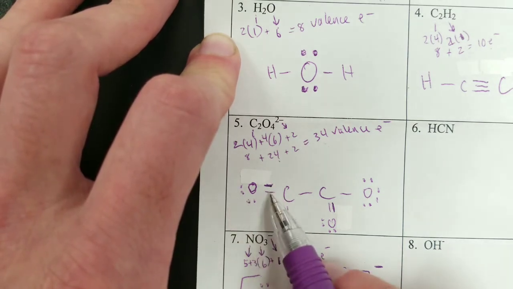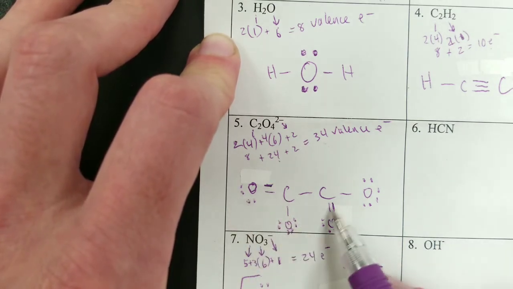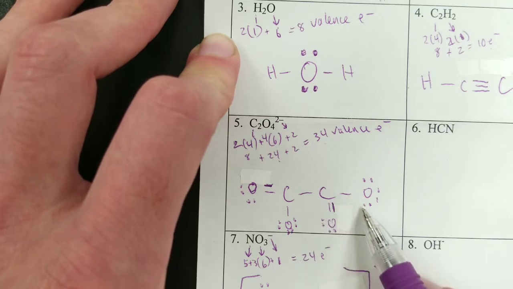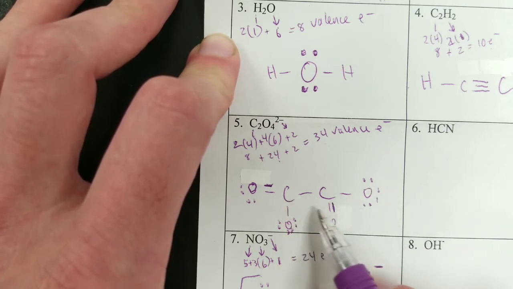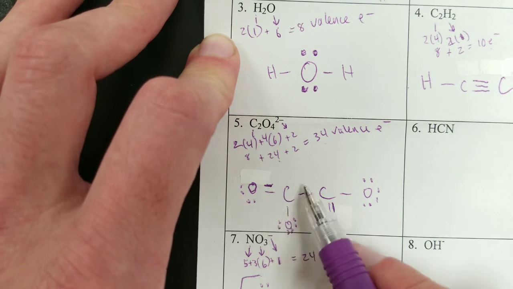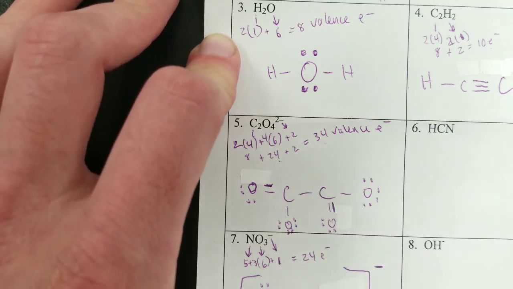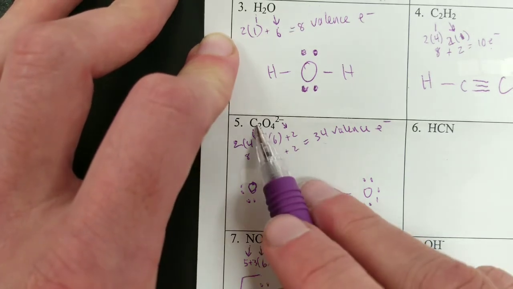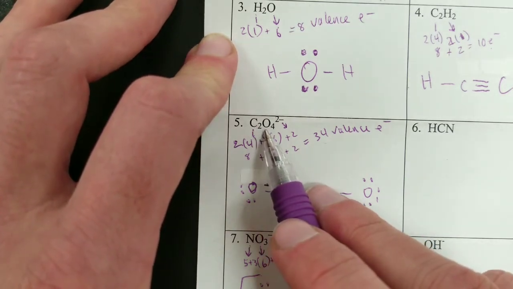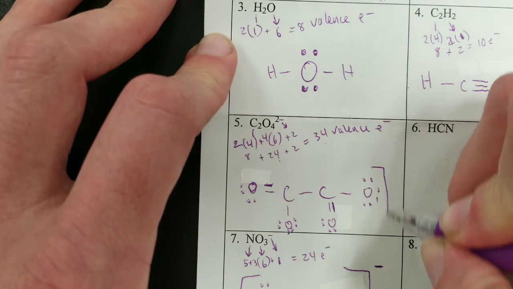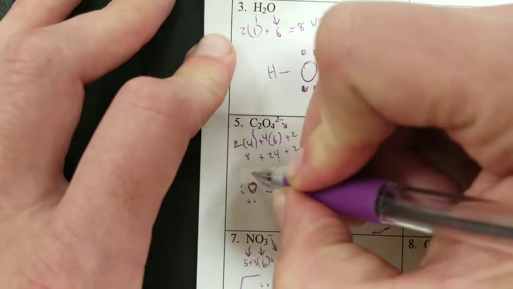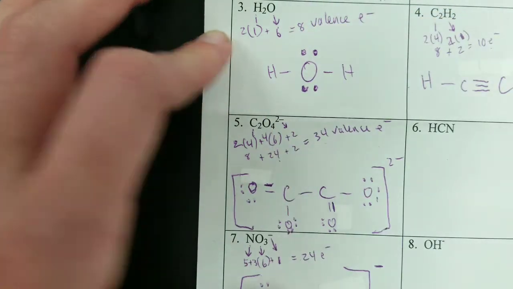2, 4, 6, 8 for each oxygen. All oxygens are good. And this carbon has 2, 4, 6, 8. This carbon's good. 2, 4, 6, and 8. This carbon is also good. This would be an acceptable structure for this, which is named oxalate ion. And of course, let's not forget our brackets and charge.